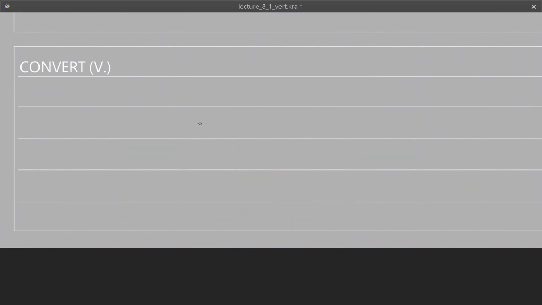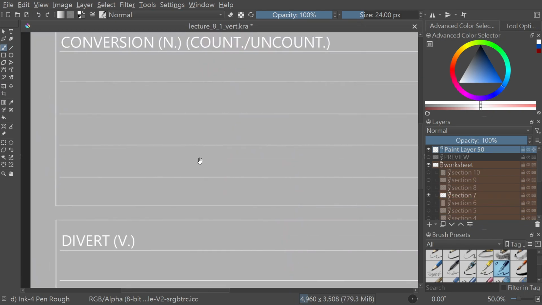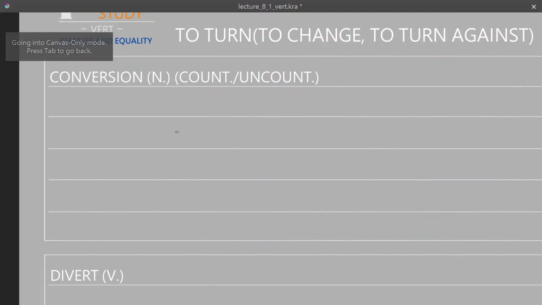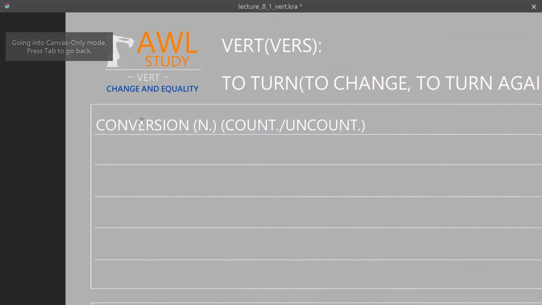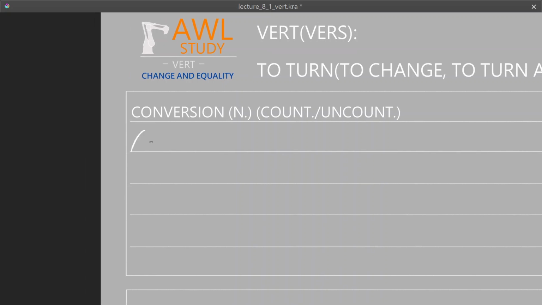Right, next. Next, we have conversion, the noun of convert. Right. Conversion.